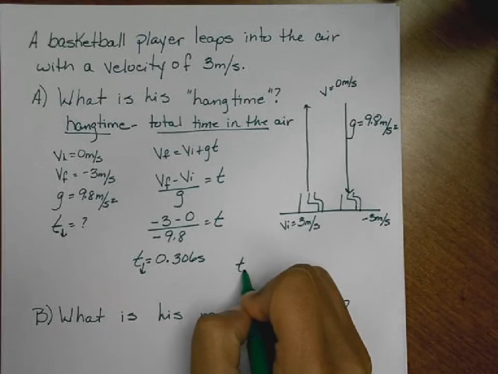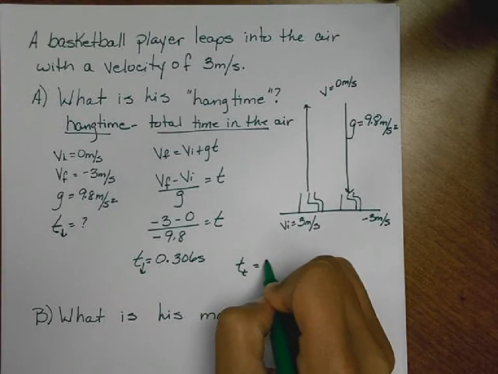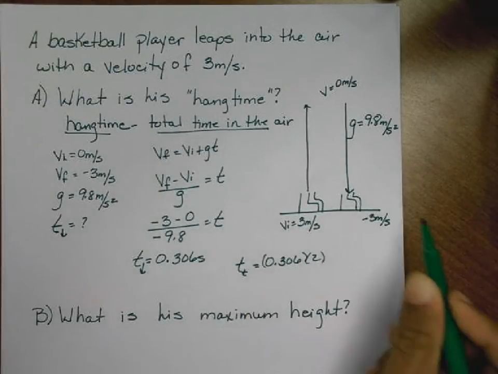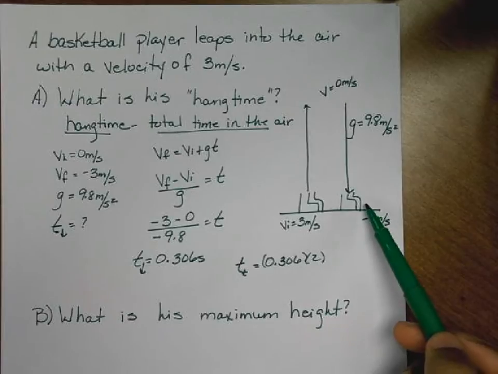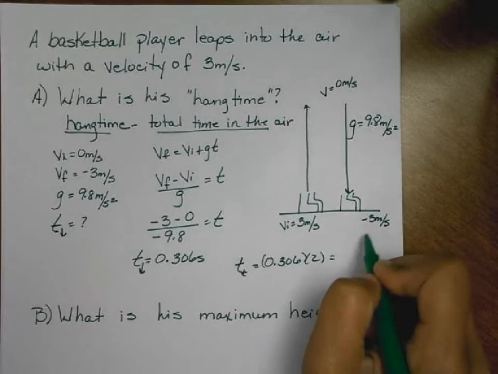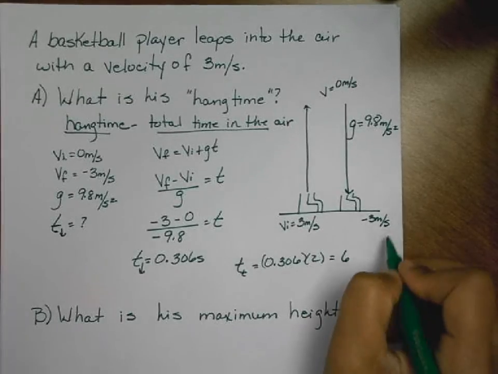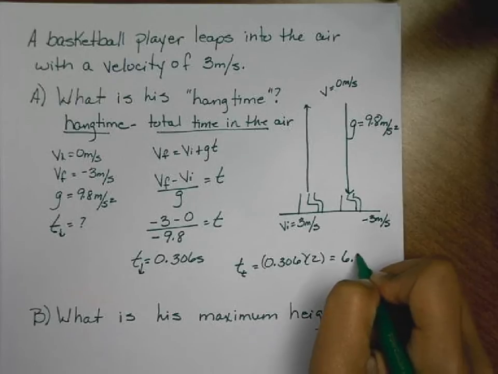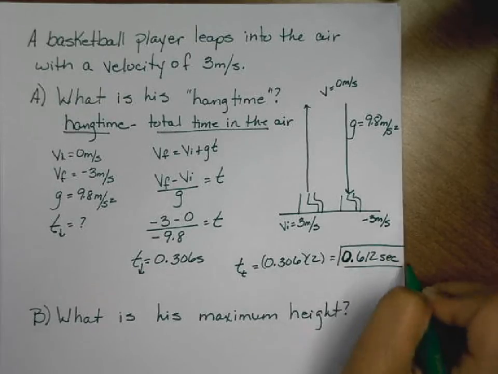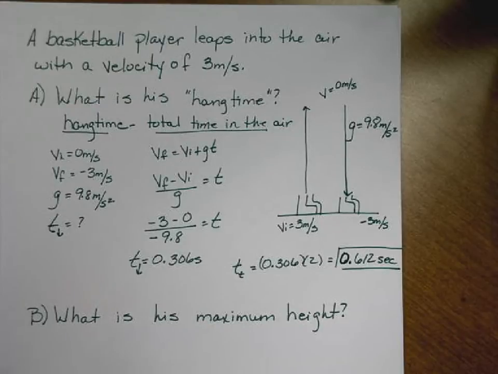I'm going to say t, and I'm going to put a little t here for total, is 0.306, and I'm going to multiply that by 2, because if it's 0.306 over here, it's 0.306 over there. And I get 0.612 seconds. That is the answer to the question. So remember, whenever you calculate a number, you have to be clear, what is that number for?